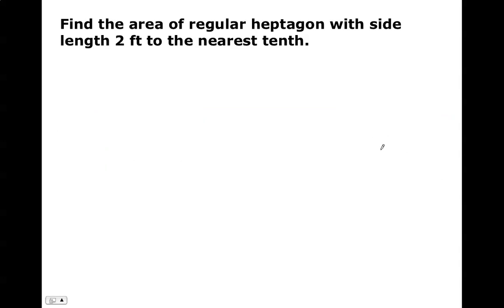We want to find the area of a regular heptagon. So here we know n equals 7 with side lengths 2 feet to the nearest tenth. So we need to write our formula and make our list of variables. And notice there is a capital A and a lowercase a, and it is important that you write them that way. Capital A is our answer, the area.